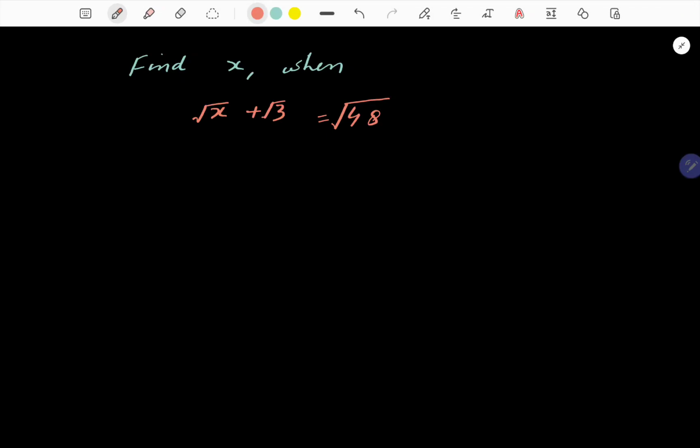Hello everyone. We have a problem. We have to find x where square root of x plus square root of 3 is equal to square root of 48. Let me move towards the solution.